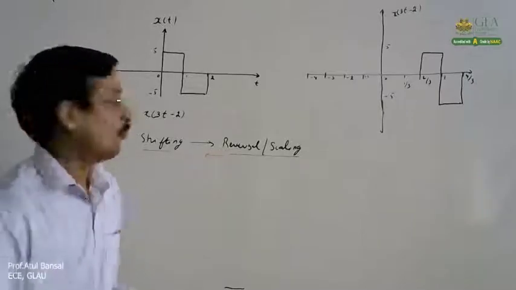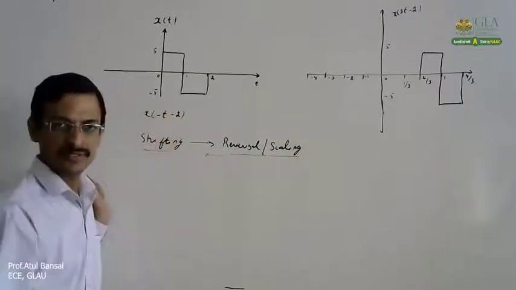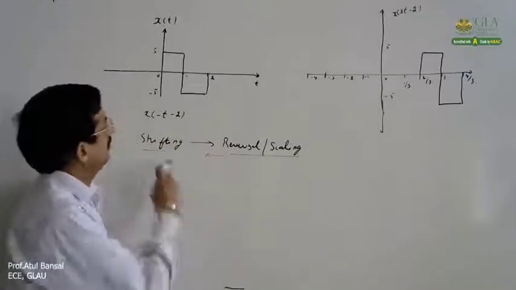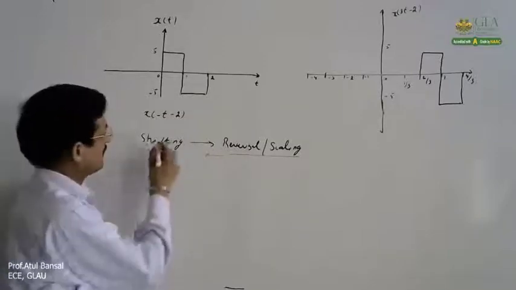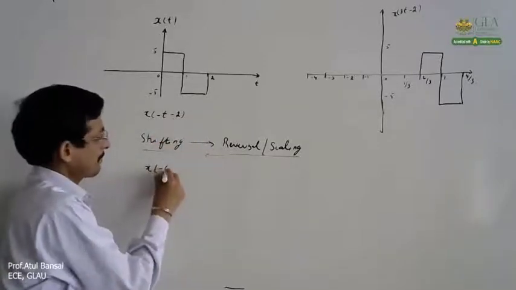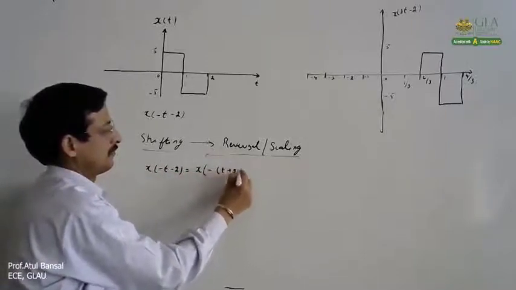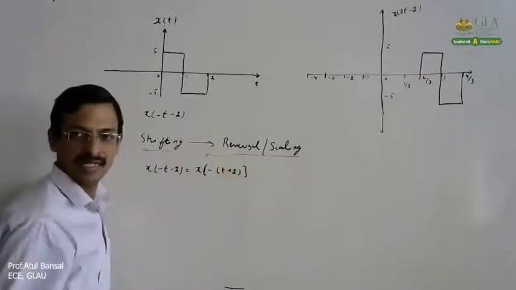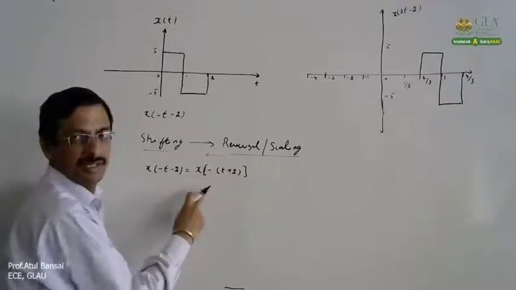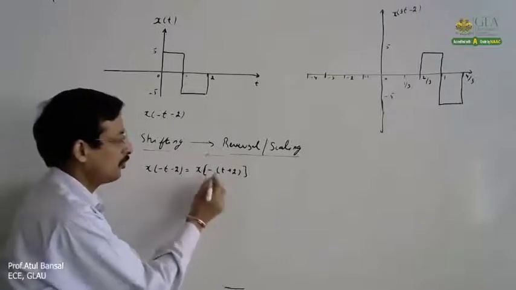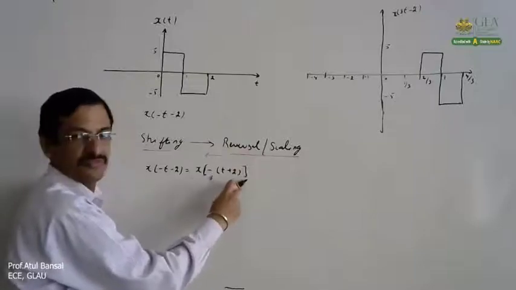Whatsoever is with t, suppose earlier it was minus t minus 2. Whatsoever is with t, first take that part separately and make it common. Like this, it can be written as minus common, and it becomes t plus 2. So whatsoever is with t, take it out. Now do this part first, that is scaling or reversal, and then do the shift.